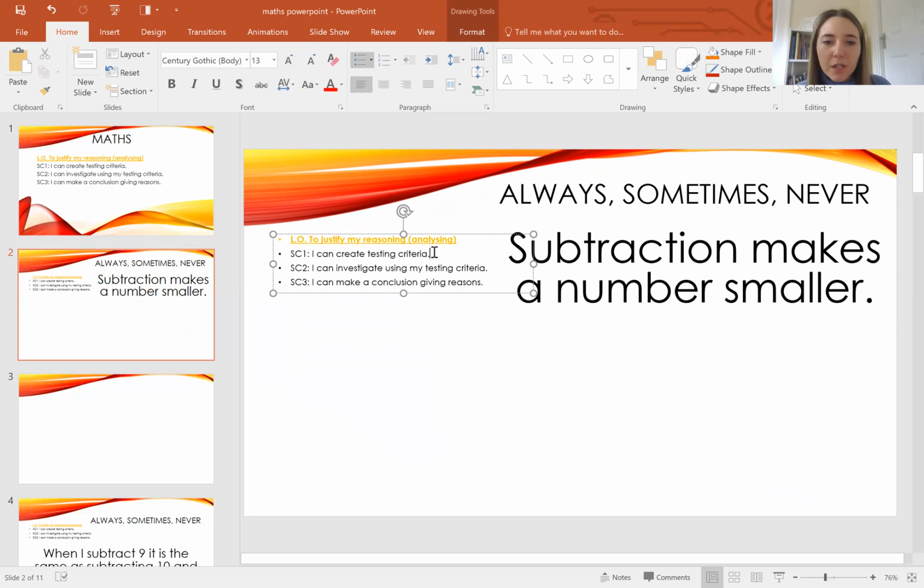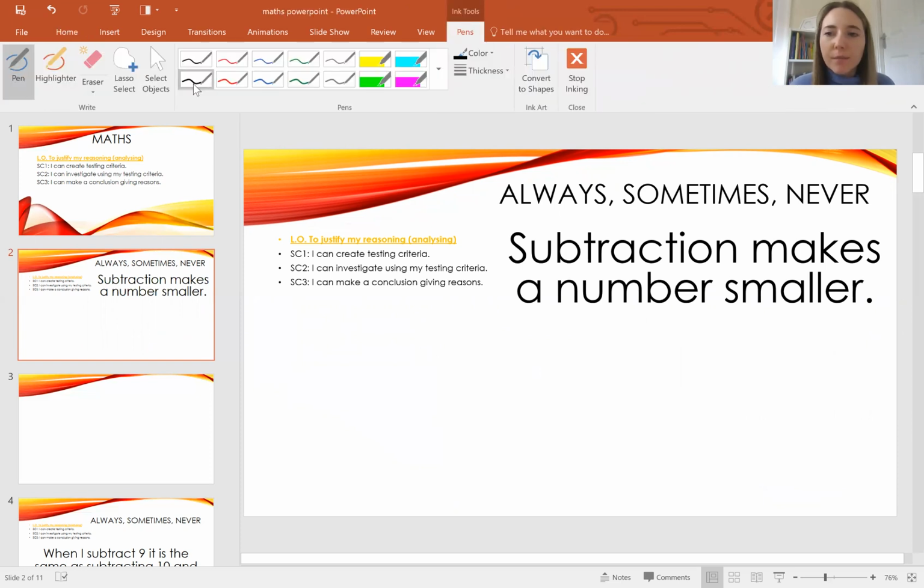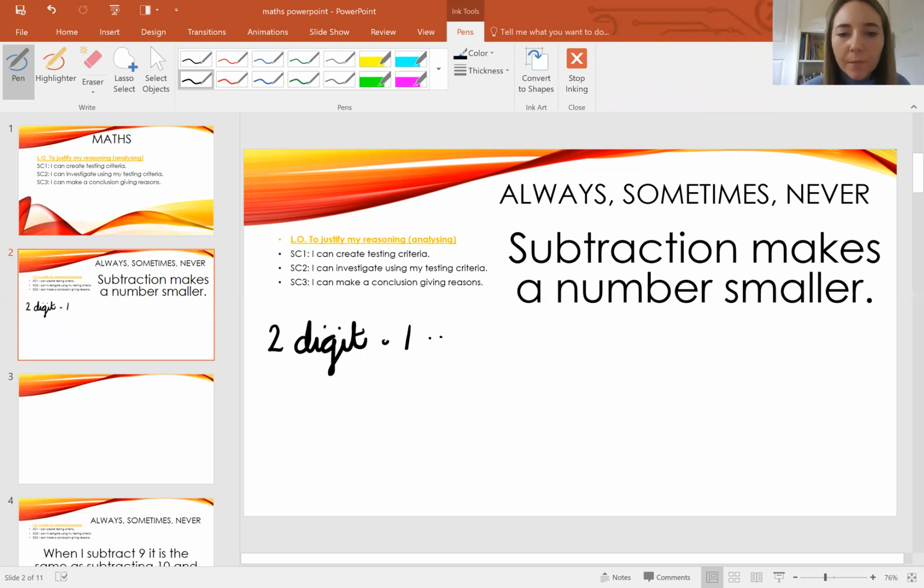So the first thing we need to do is create testing criteria. That means we need to think about what we're going to test to prove whether that's true or not. So if I want to test that subtraction makes a number smaller, I need to do some subtractions. I might start by thinking, I'm going to test a 2-digit number, take away a 1-digit number. And I'm going to do a few of those to see if it always makes the number smaller.